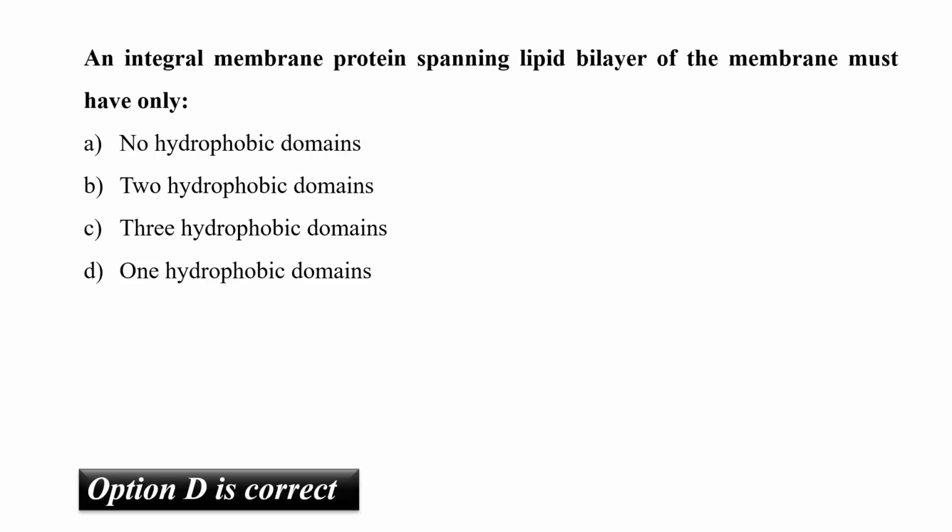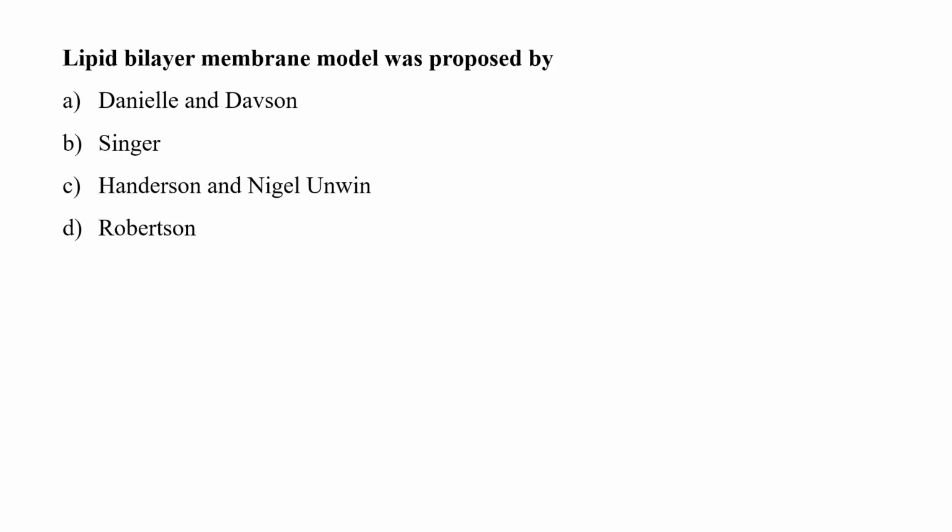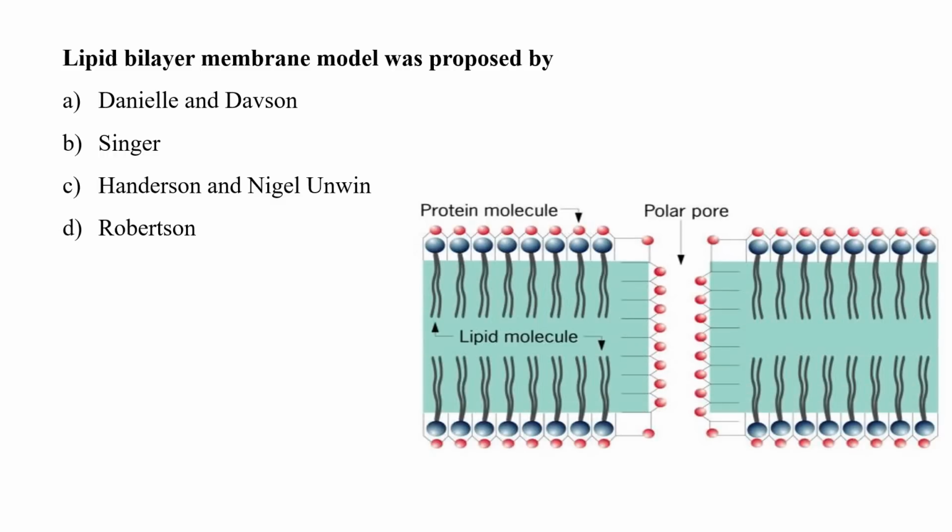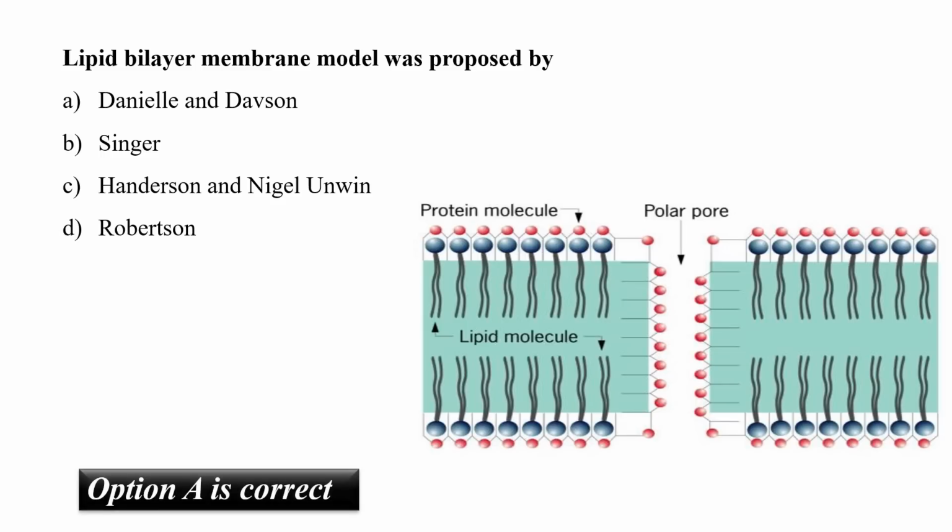The lipid bilayer membrane model was proposed by Danielli and Davson, Singer, Henderson and Nigel Unwin, and Robertson. Danielli and Davson proposed the sandwich model of the lipid bilayer, in which a lipid bilayer was coated on either side by hydrated protein. This model was further refined in 1970 by Singer and Nicolson, and they proposed a fluid mosaic model which is even accepted today. So here the option A is the correct answer, that the lipid bilayer was originally proposed by Danielli and Davson.